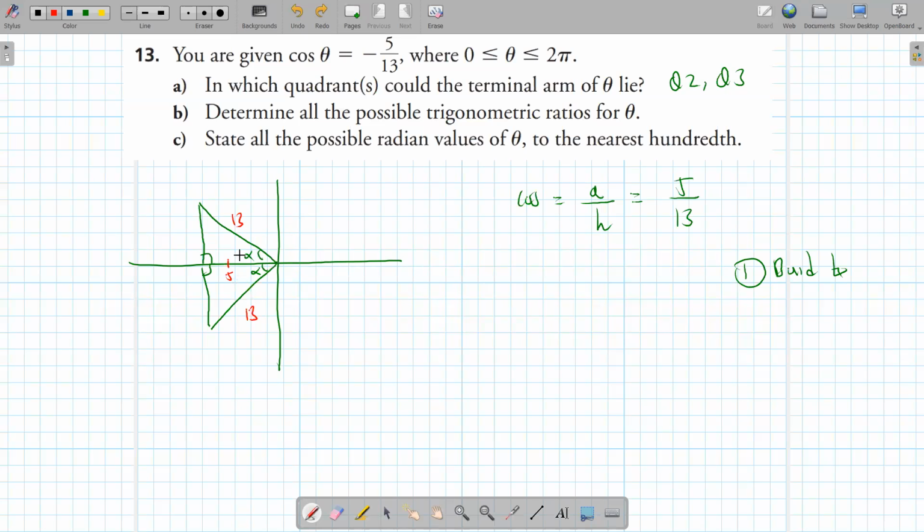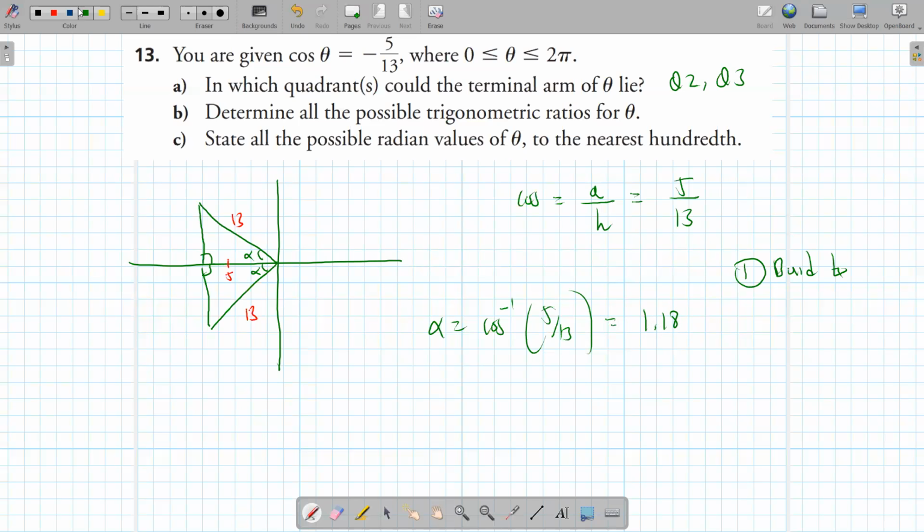So this is our triangle, okay? 5/13, yeah? So that means we can use, again, we're trying to find alpha, right? So alpha is equal to cos inverse of 5 over 13. But remember, that's just alpha. So cos inverse of 5 divided by 13 is 1.18.